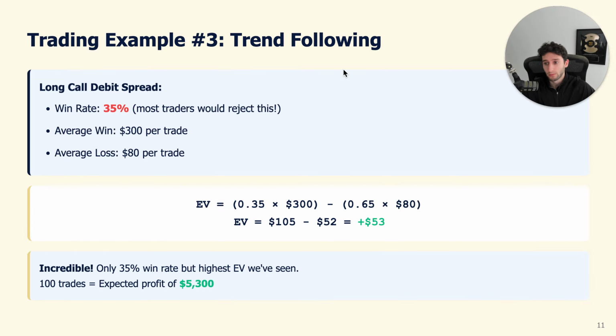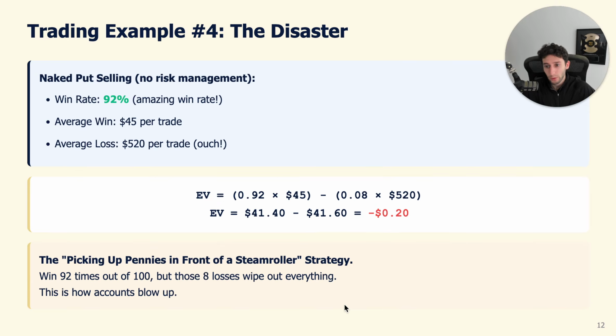And number 3, right? Trend trade. Let's say you have a call debit spread strategy where your win rate is only 35%. Most people would get this, they would throw this out the window, right? But the average win is $300, the average loss is $80. Your EV ends up being $53 per trade. That's only with a 35% win rate. Over 100 trades, you're expected to make $5,300. So win rate does not matter that much.